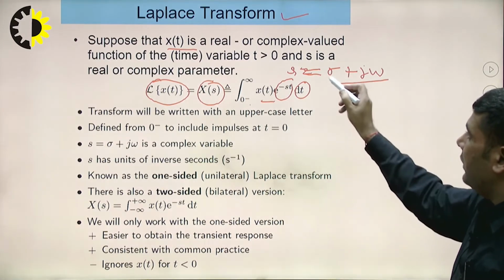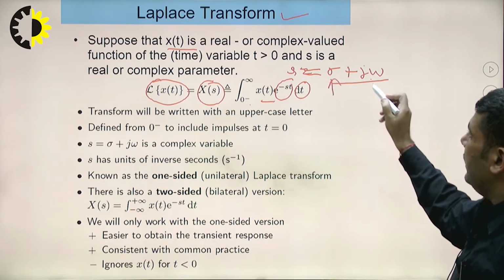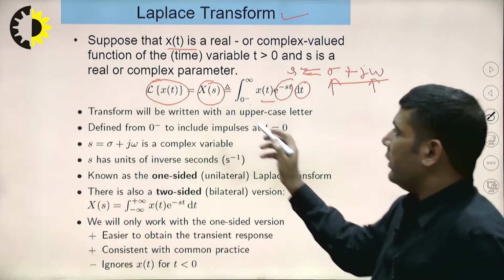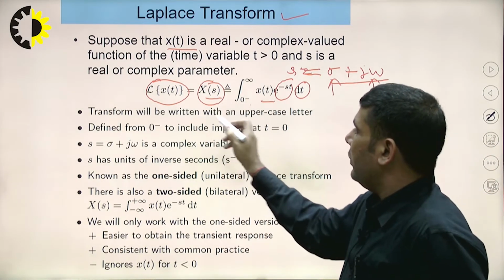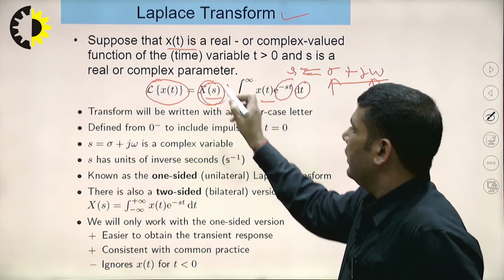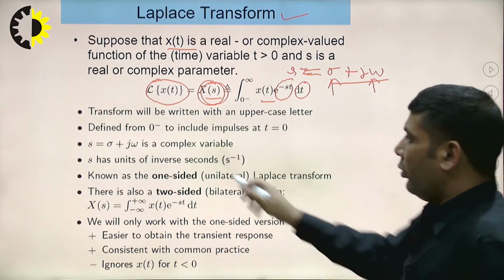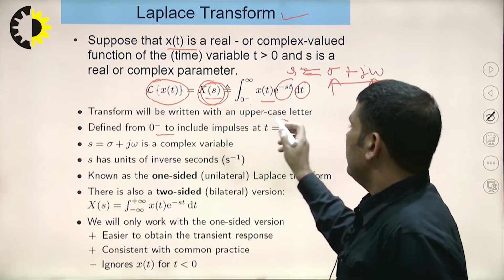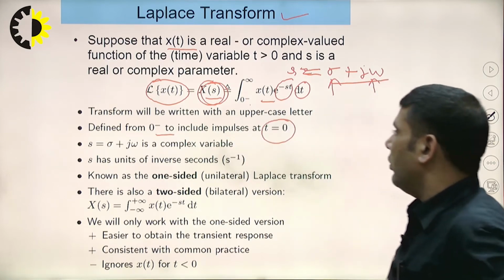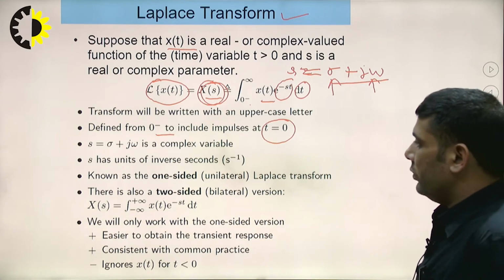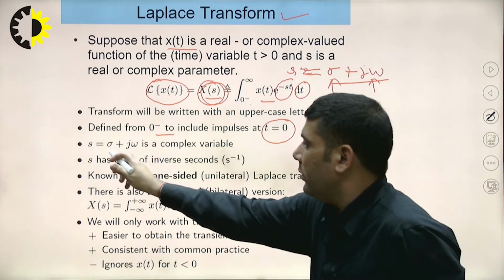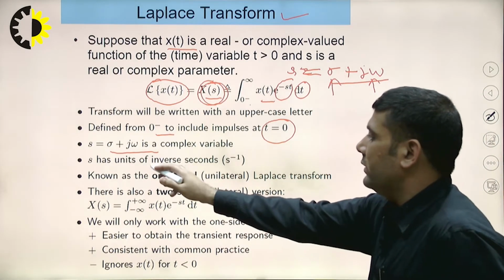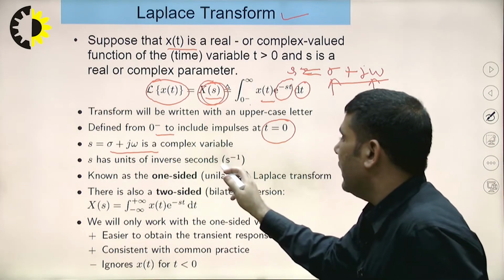This is the real part and this one is the imaginary part. Just keep in mind here the transform is written in uppercase only, and 0 minus is included to involve the signal impulse at t equal to 0. The unit of the complex variable s is second inverse.